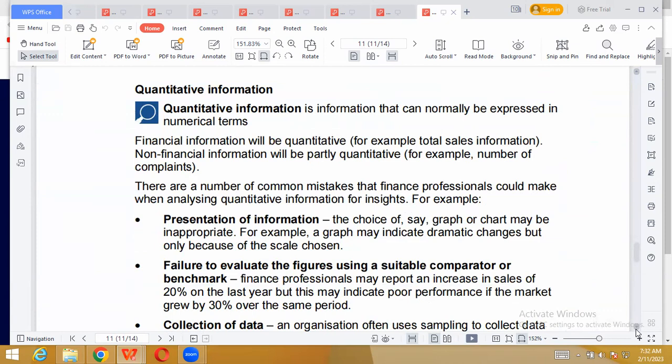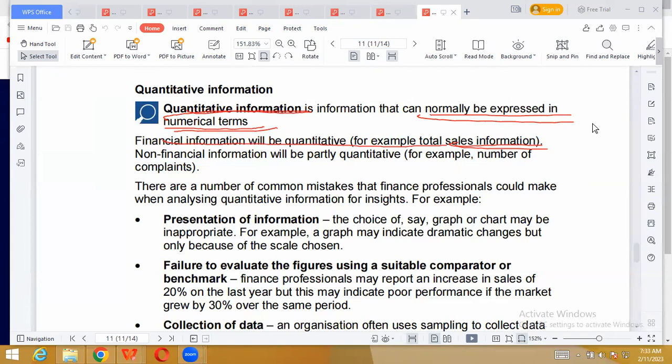Quantitative and qualitative information. So let's start with quantitative. Quantitative information is information that can normally be expressed in numerical terms. Financial information will be quantitative. We also have financial information which can be quantitative, for example, sales information. Non-financial information will be partly quantitative.